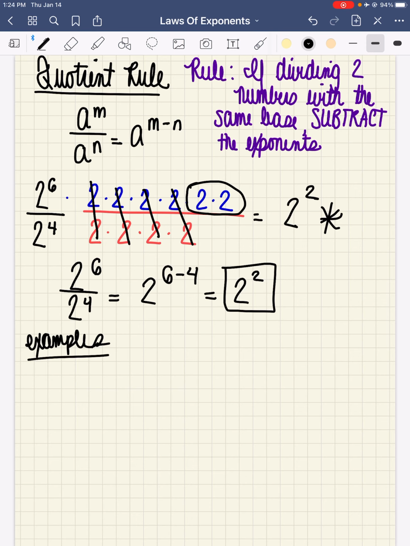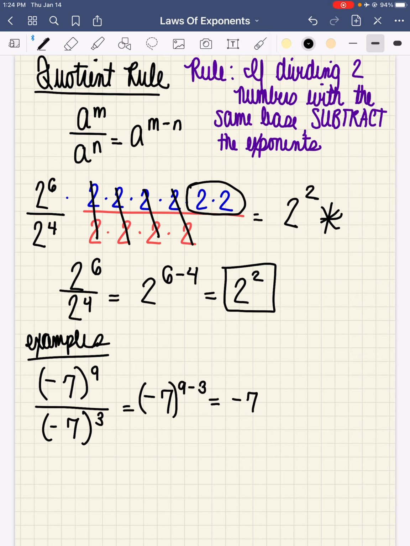Alright, so if we have negative 7 in parentheses, the reason, remember, I have that negative 7 in the parentheses is because I want that whole thing to the 9th power. And then I have negative 7 to the 3rd power. Again, parentheses are important here. So my base is negative 7, so I just carry that over. 9 minus 3. So now I keep my negative 7, I should write this in parentheses, and then 9 minus 3 gives me 6.